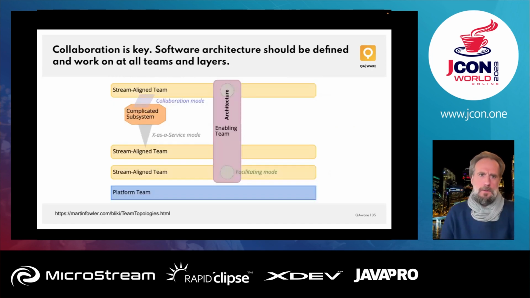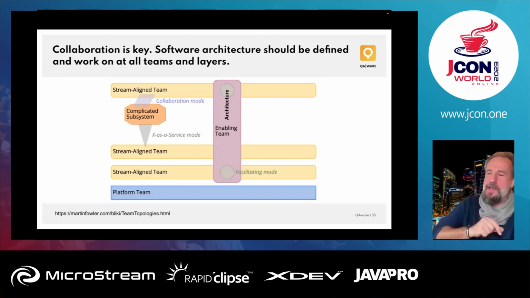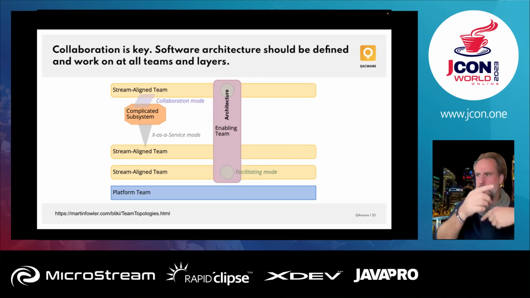What I would suggest is, I mean, collaboration is key here, okay? So software architecture should be defined and worked on in all teams and all layers. So what we usually do is we have a dedicated enabling team that helps those streamlined teams to take the right decisions. This enabling team makes sure that we have a sound, homogeneous technology stack so that the streamlined teams can collaboratively work on different systems as a part of the system.